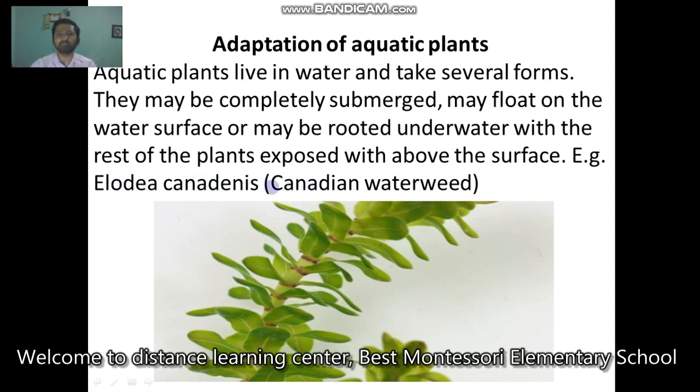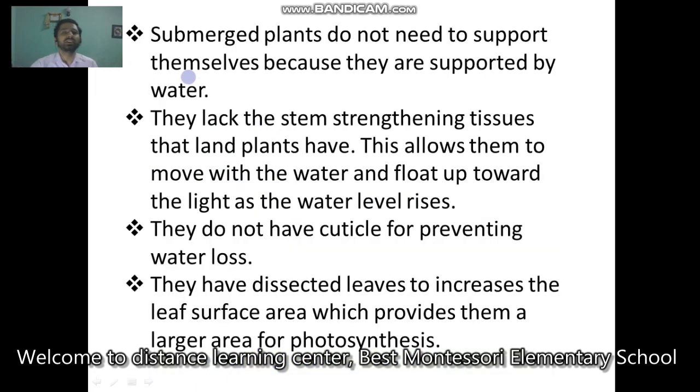And these adaptations of aquatic plants: these submerged plants do not need any support, because they are supported by water. That's why they do not have a strong stem. They lack the stem strengthening tissues, because on land they have to strengthen the tissues of the stem, but in the case of aquatic plants, they do not need this. That's why they can move with the flow of the water, and they can float up when the water level rises, but the level of land does not rise.